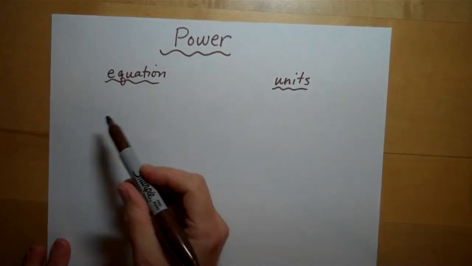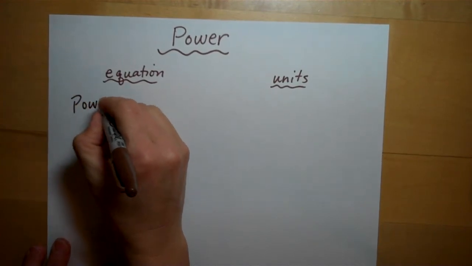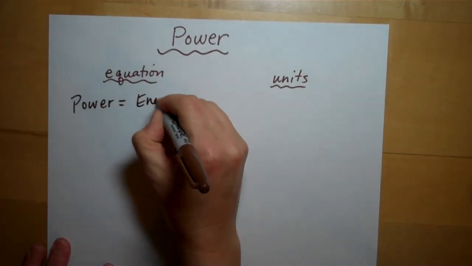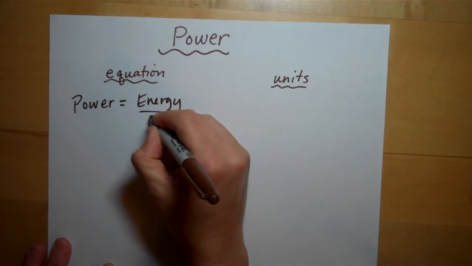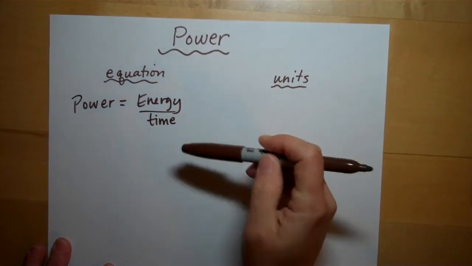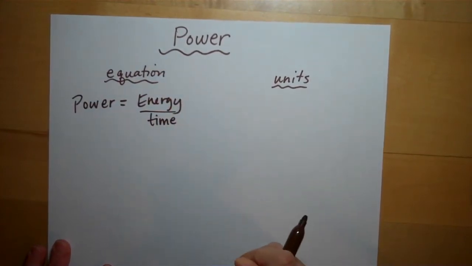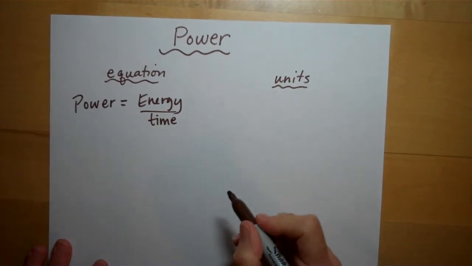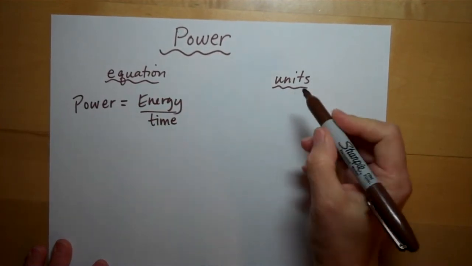The general equation for power equals energy divided by time. So it's the rate at which you use energy. That's the definition for power, the equation for power.